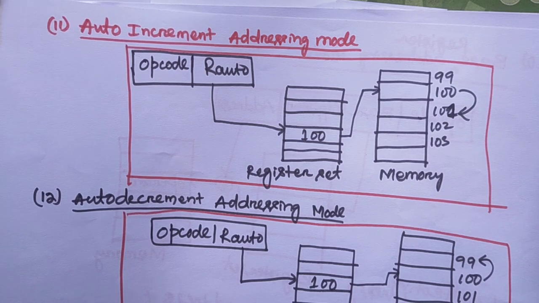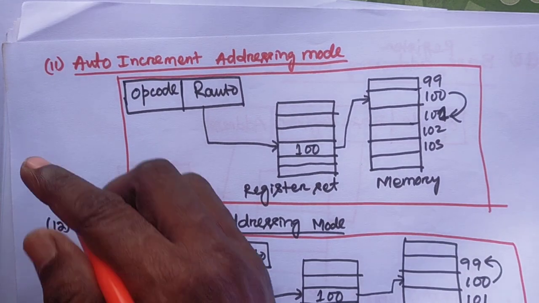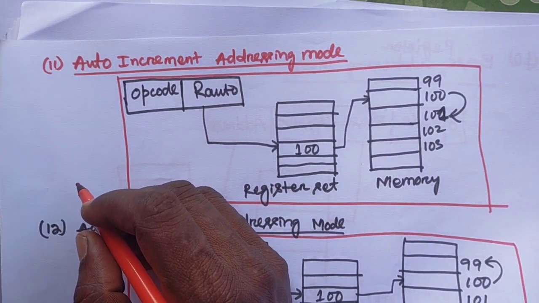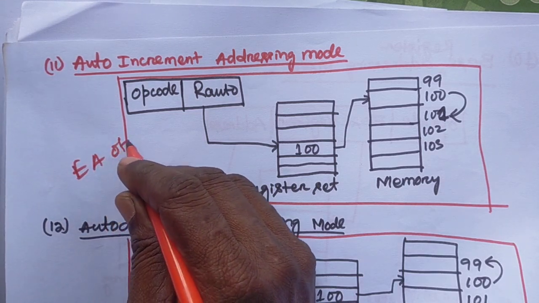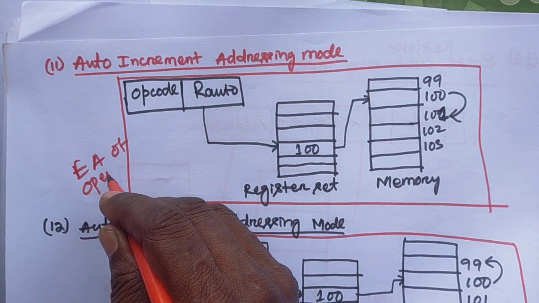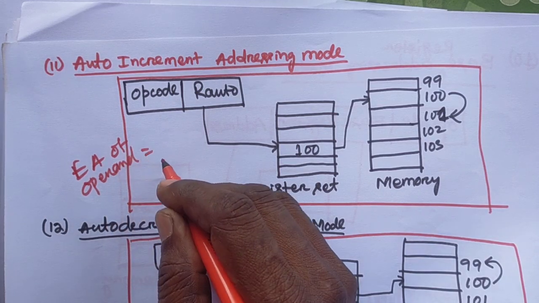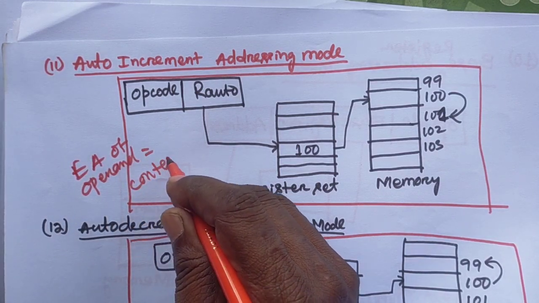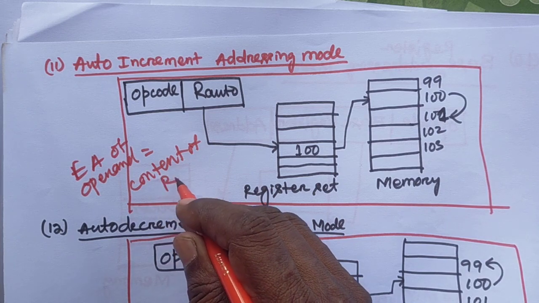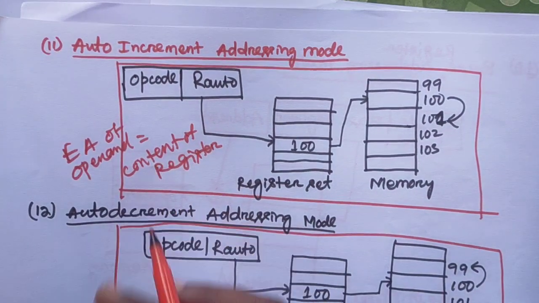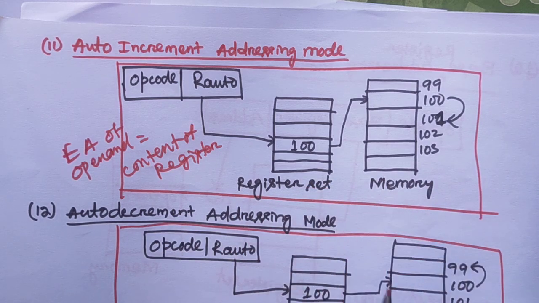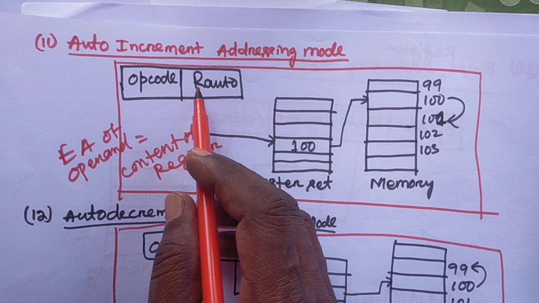In this case, the effective address of the operand is defined through the content of a register. What is the content of the register? It will define it. Suppose it is auto increment.